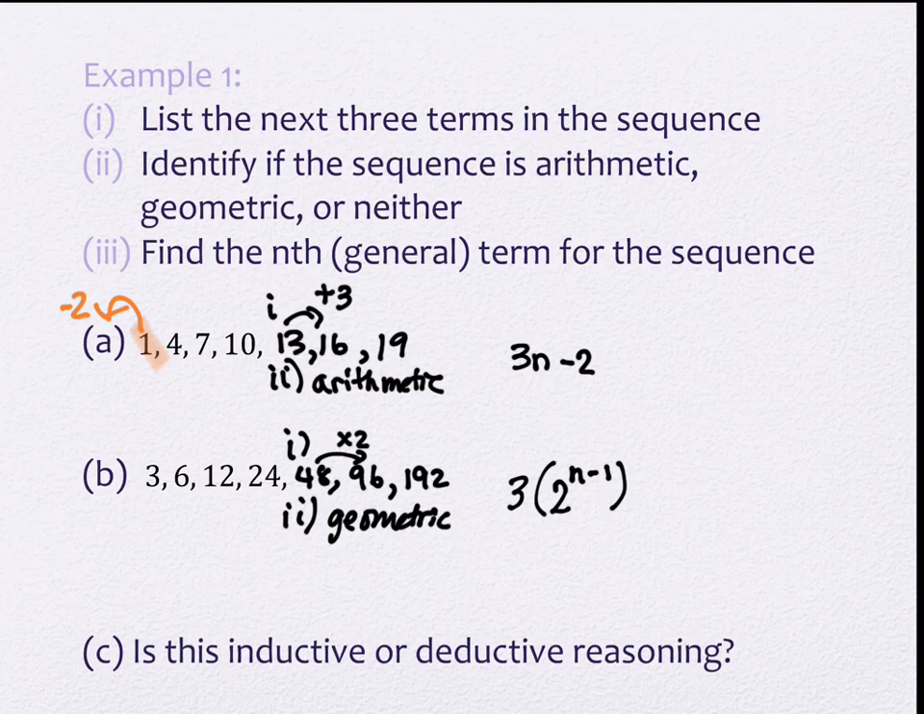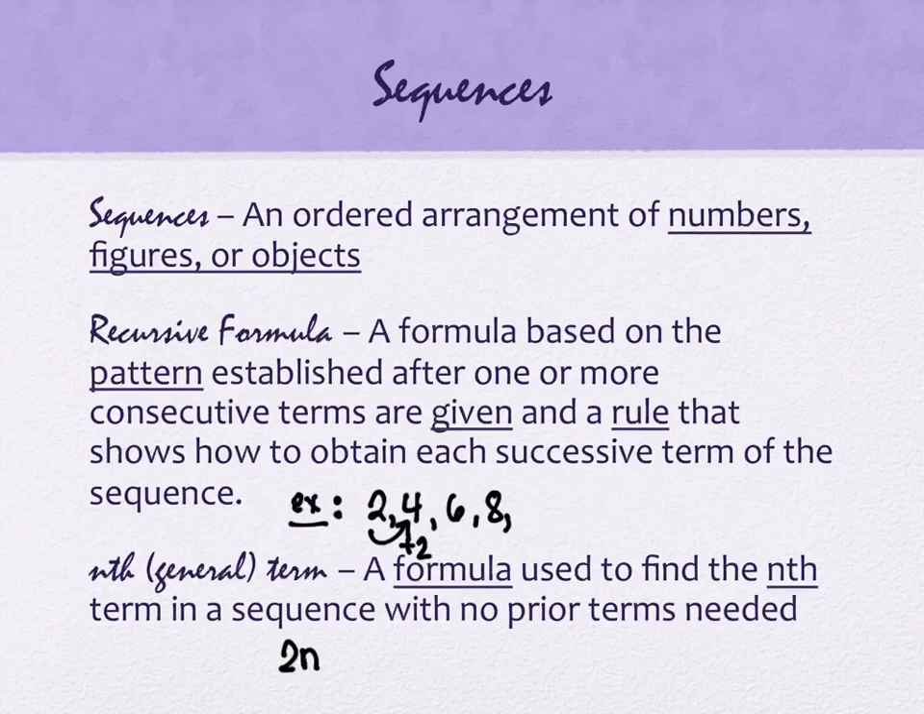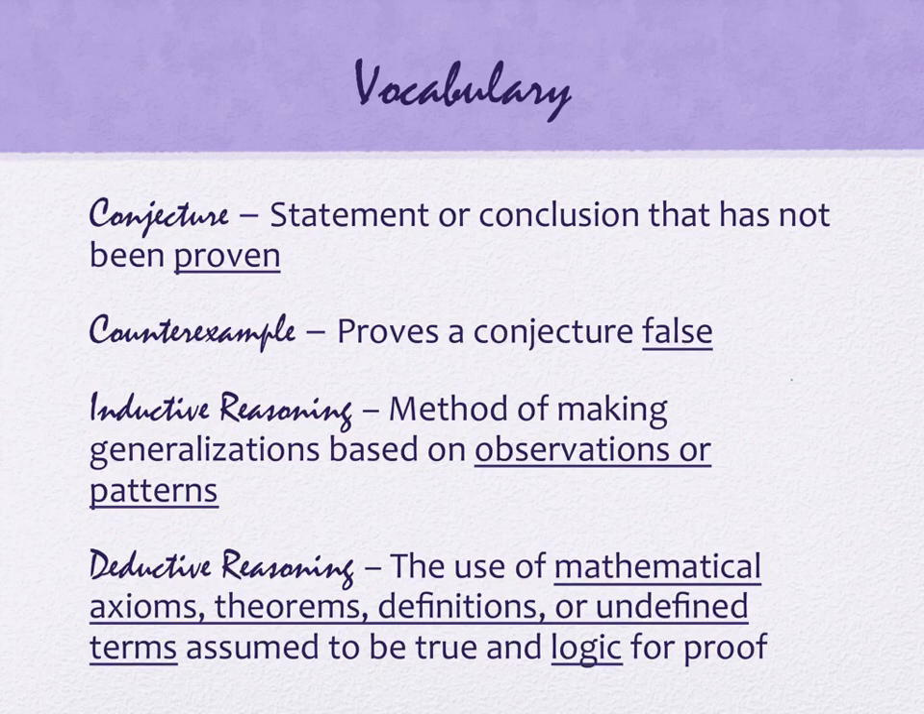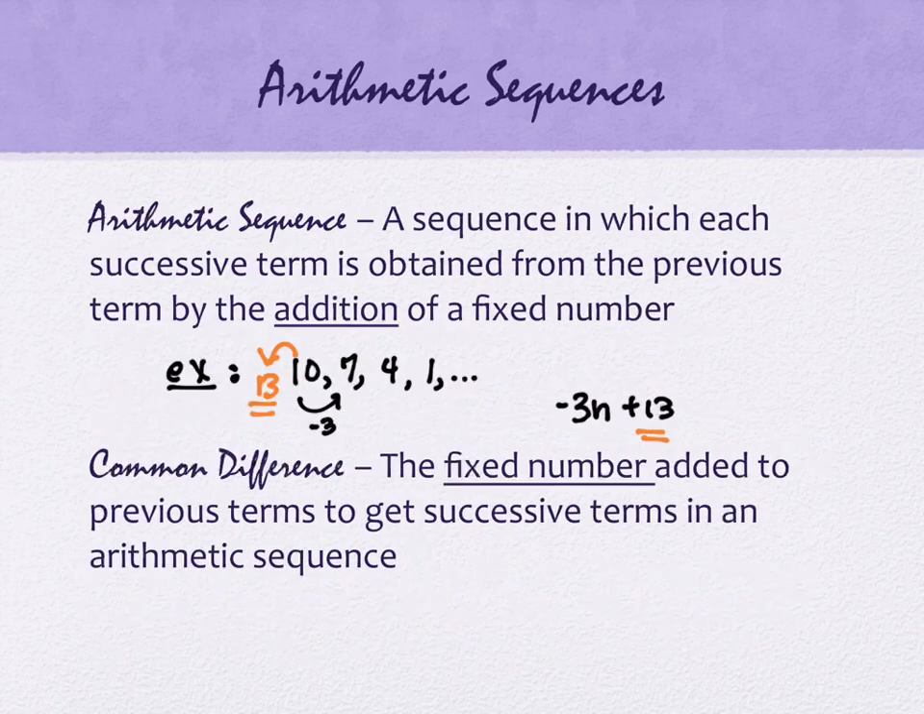Okay. Now, these problems are both the same type of reasoning. Are they inductive reasoning, or are they deductive reasoning? So I'm going to flip us back so that we can see where we described them. Here they are. Inductive reasoning is making generalizations based on observations or patterns. Deductive reasoning is the use of mathematical axioms, theorems, or definitions, undefined terms, assumed to be true in logic for proof. Can you tell which one we were doing on those problems?